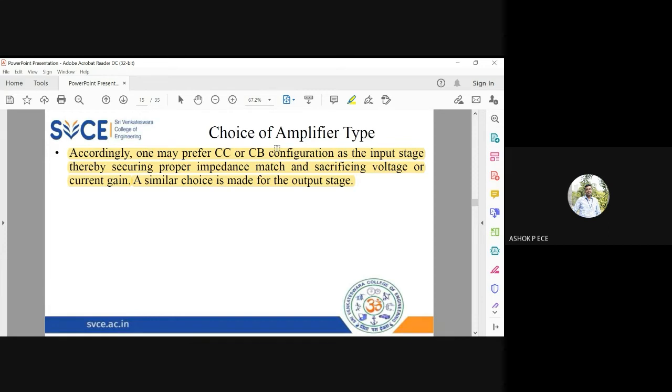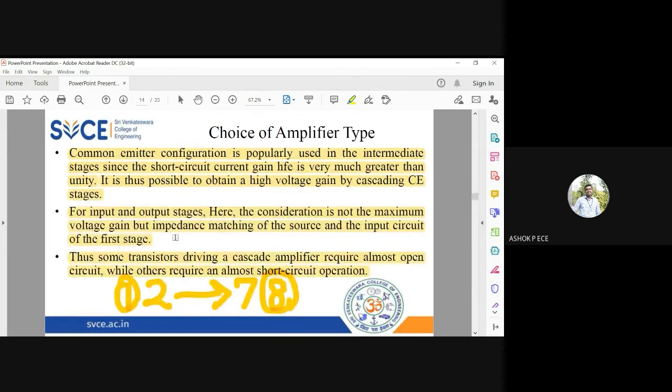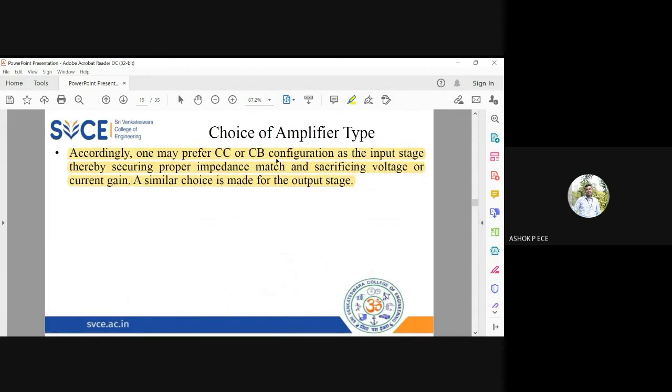Although CB and CC are not going to provide any voltage gain, they are very good at providing impedance matching because at the input side, the input impedance should be large. At the output side, the output impedance should be low. That is satisfied by CB and CC. So even though CB and CC cannot be used in the intermediate stage as an amplifier, I can use CB or CC configuration at the input side or output side for providing the required impedance matching.